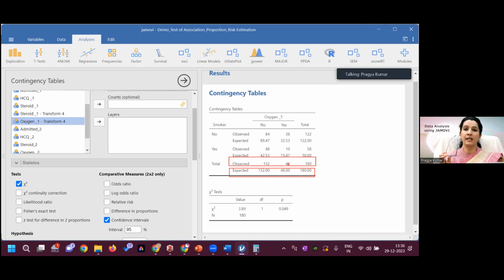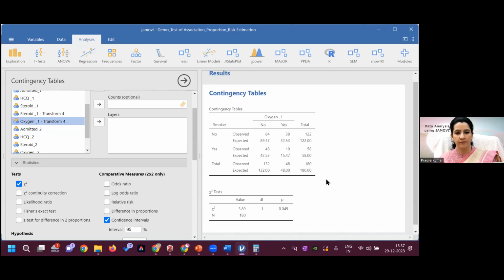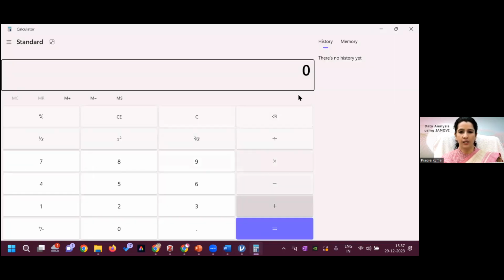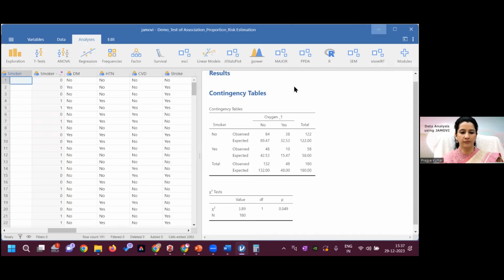So if I maintain the same proportion in smoker and non-smoker, that means there is no association between smoking and oxygen requirement. And that's why I did this. Out of 180, if 48 people required oxygen, then out of 122, how many will require? So how did I do that? I have used the calculator.